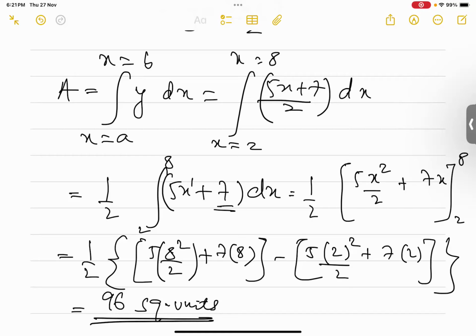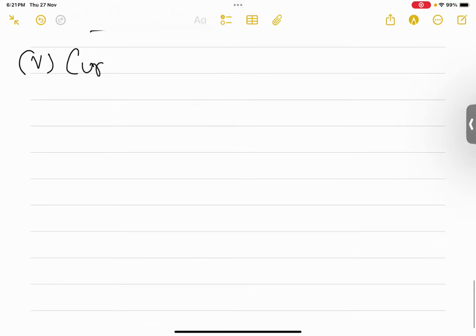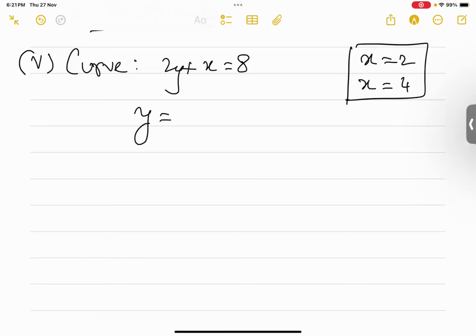Fifth sub question. The curve 2y plus x is equal to 8, x is equal to 2, x is equal to 4. Because this is x equal to 2 and x equal to 4, we'll be using the first formula. So we'll find out the value of y. 2y is this, so y is equal to 8 minus x upon 2.